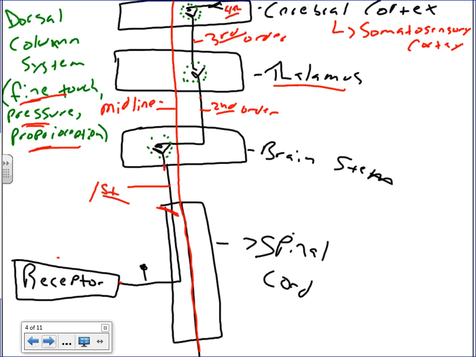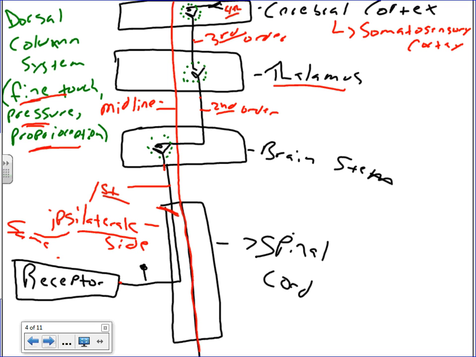Let's say they have some bizarre feelings, numbness and tingling, whether it's a herniated disc or damage of the cord. Where are the symptoms going to be? They're going to be ipsilateral. Remember, lateral means side and ipsi means same.